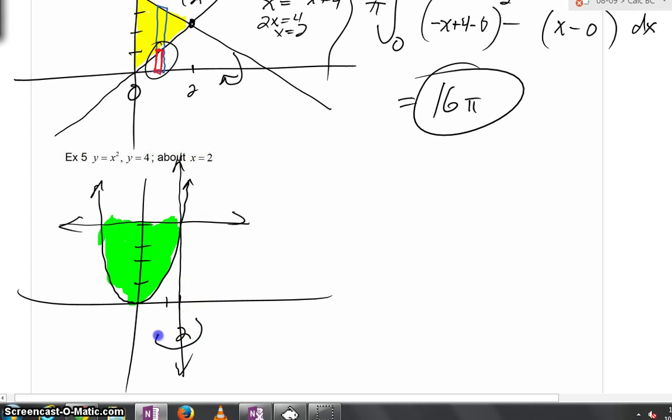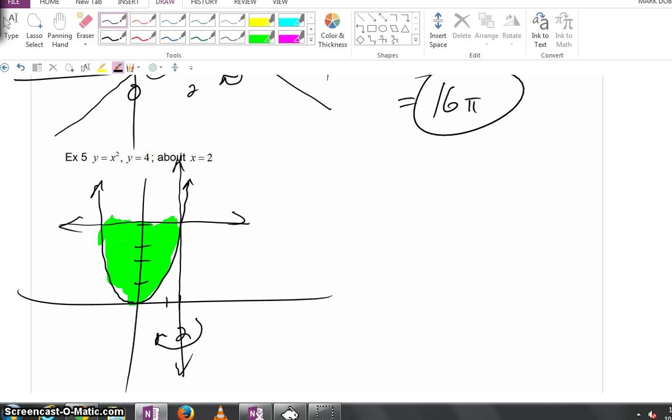First of all, as I'm revolving around x equals 2, would you agree that there is open space in there? There is. There's open space. By the way, this gets to be a much tougher problem. I think everybody's going to agree after the end that this is going to be a much, much tougher problem. As we're looking here, we do have space. That means we're going to have a washer method. Remember, our rectangles are always perpendicular.